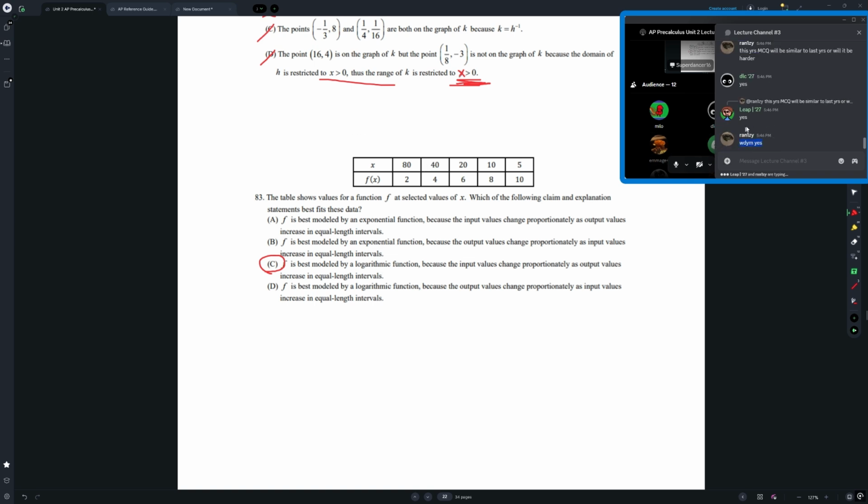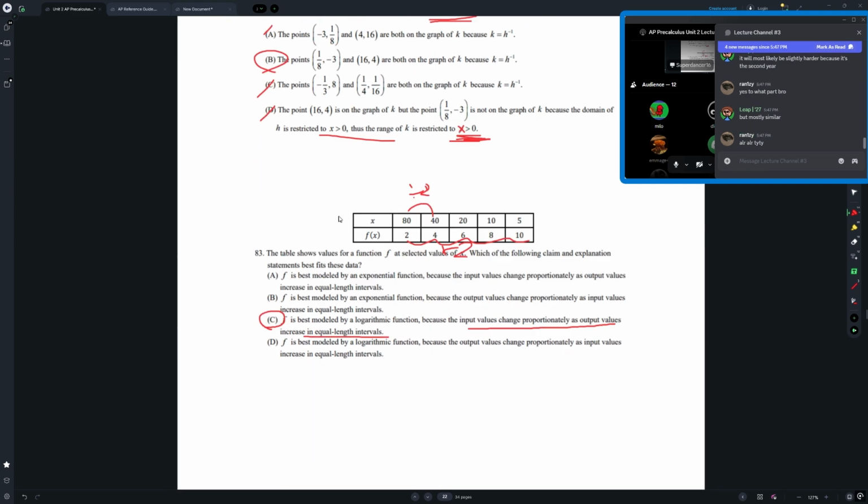So the way you do this is you're just dividing by 2, and that's proportional. This is a log, because the input values change proportionally as the output increases by equal value lengths. Any questions on these two before we move on?